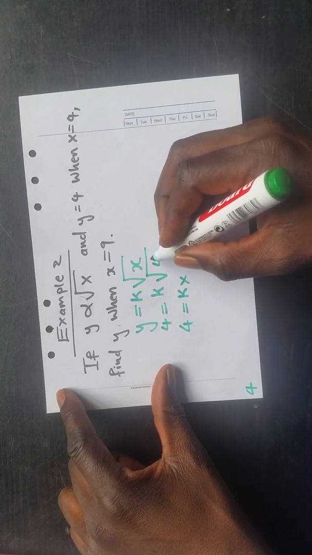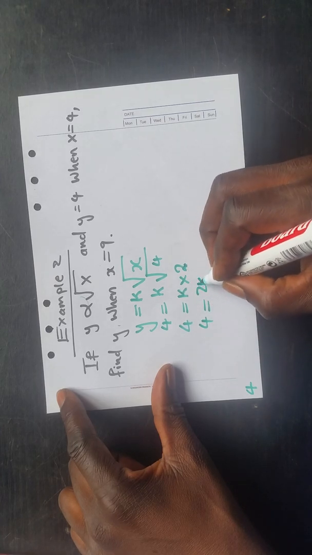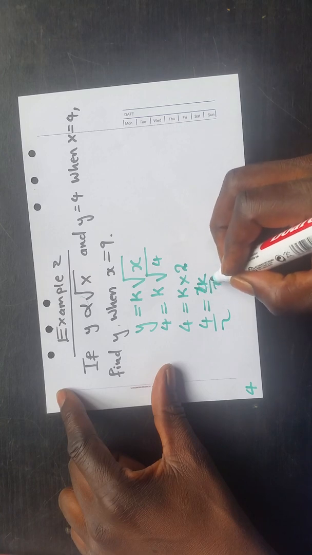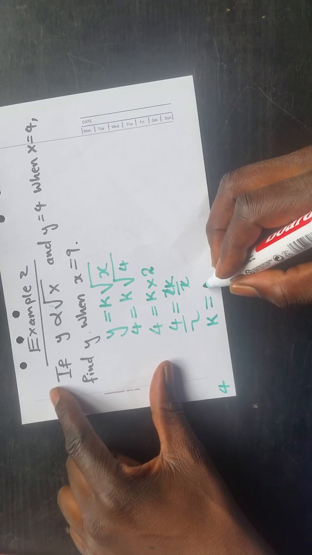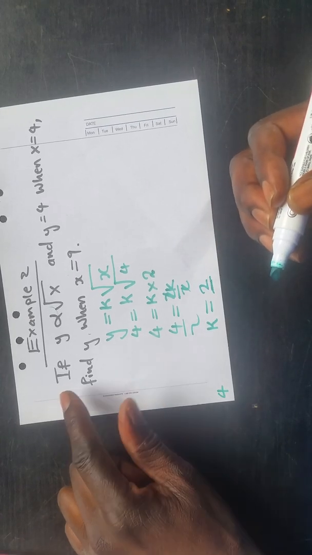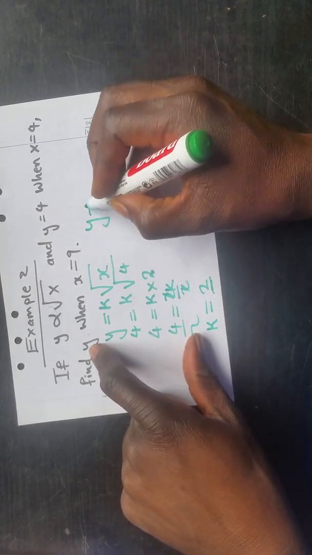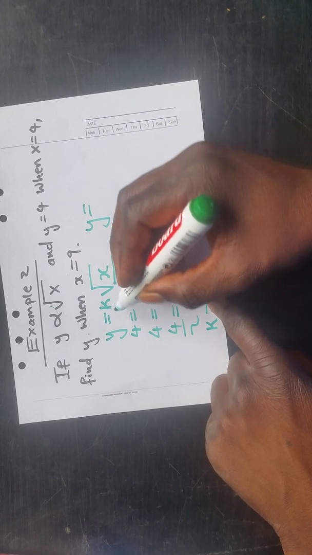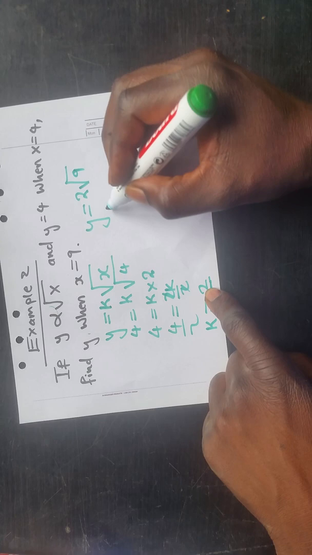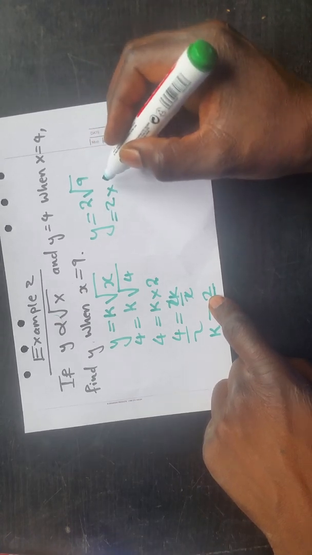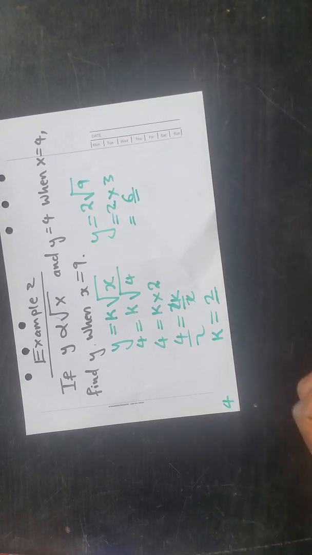So we have 4 is equal to k times the square root of 4, and the square root of 4 is 2. So 4 is equal to 2k. Divide by 2, cancel the 2. Then the value of k is 4 over 2, that is 2. So this is the constant. We should now find y when x is equal to 9. So y is equal to the constant, which is 2, times the square root of x, which is 9. Then 2 multiplied by the square root of 9, which is 3. So 2 times 3 gives us 6. This is how you find the value of y.